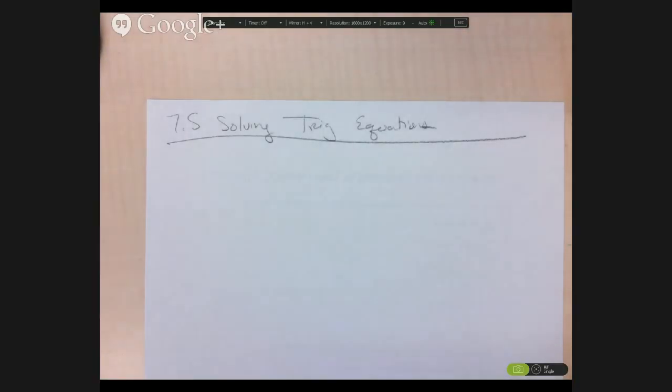The best way for us to go about this is to see some examples. I'll go through 3 of them. It shouldn't take too long. They are easier, okay, than identities. So hopefully you'll see that.